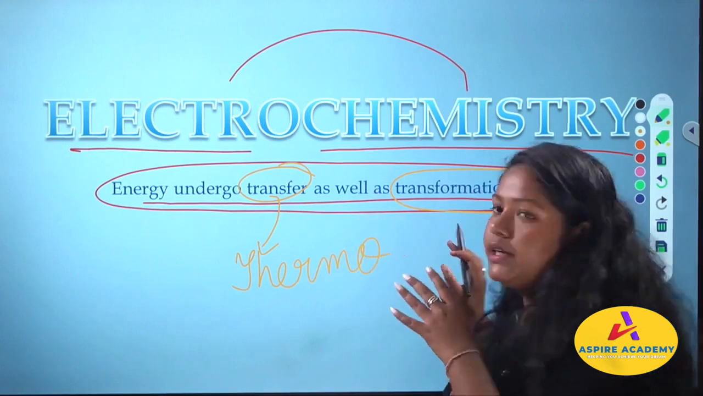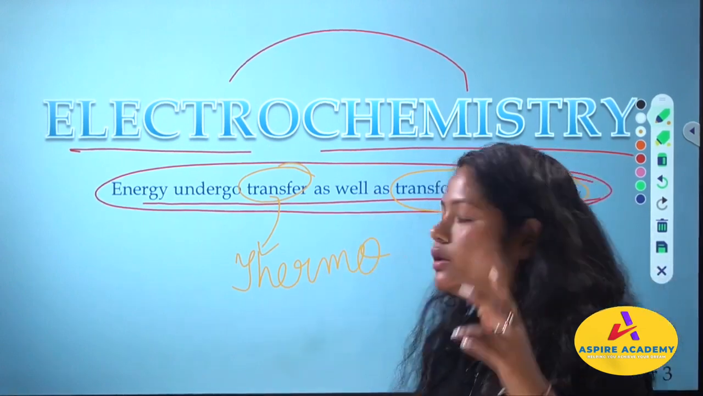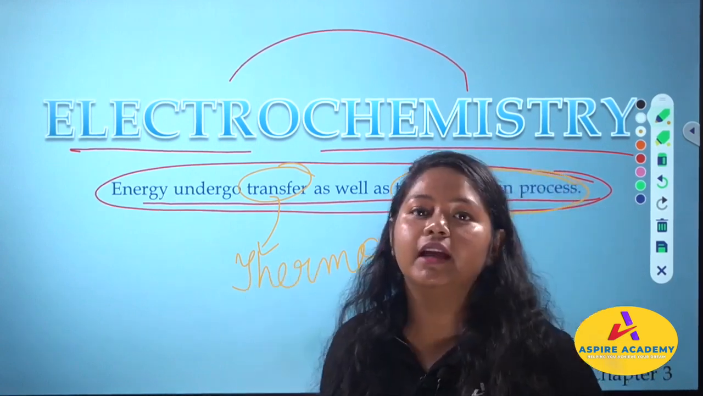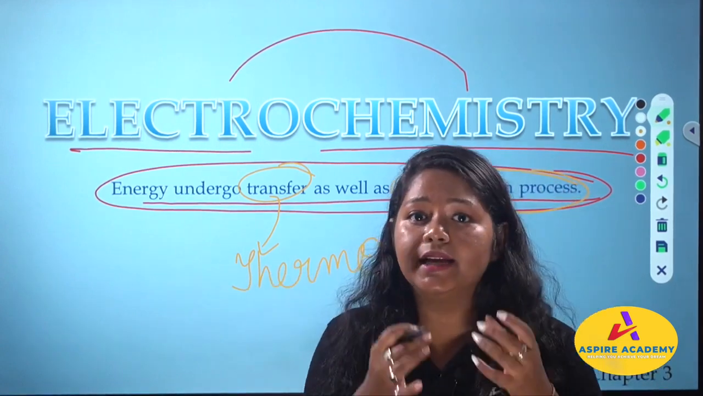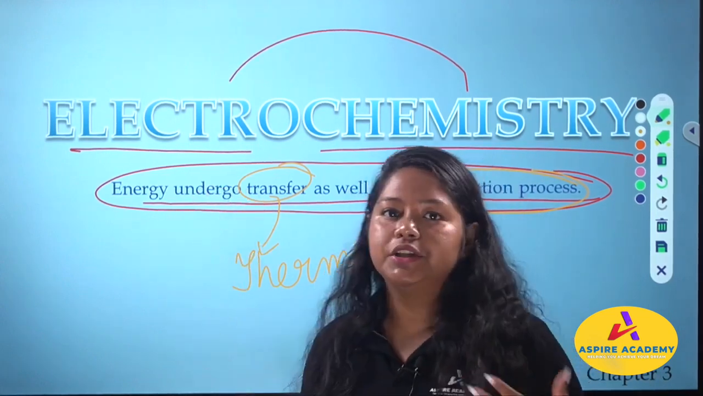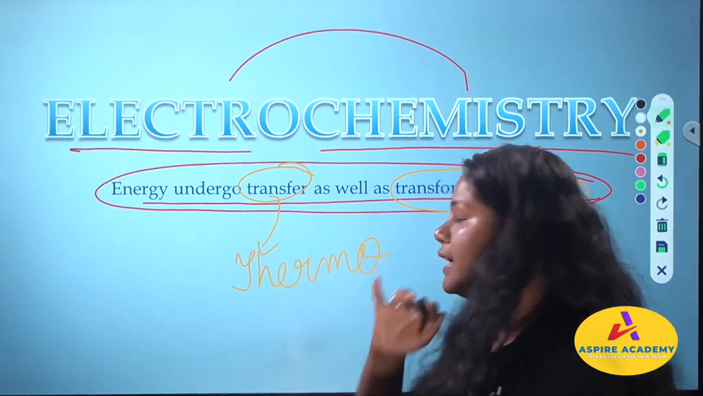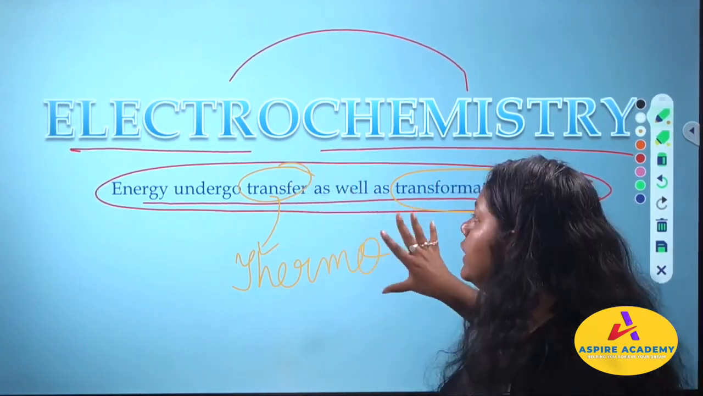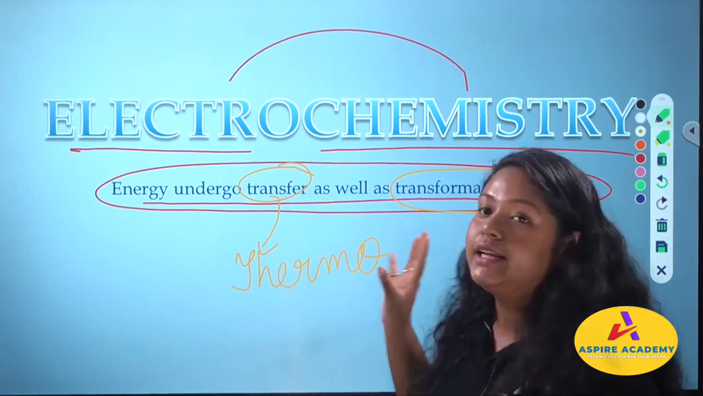Here in this chapter, you will be dealing with transformation process, that is, you will be using chemical energy, you will be having electrical energy, you will be understanding how chemical energy converts to electrical energy, how electrical energy converts to chemical energy, of which we will get into details after some time. So this is basically the unit that we need to understand, okay, and this is very interesting.